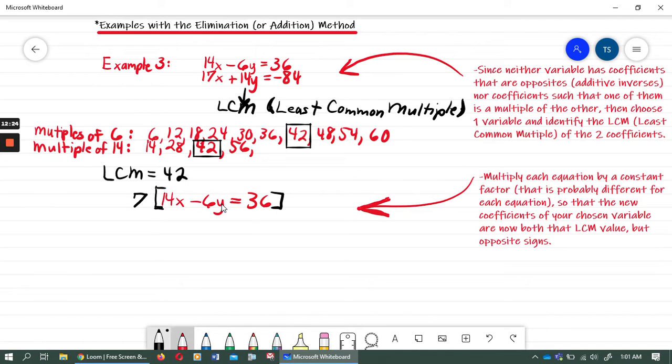Alright, and then for the second equation that we've got, I'm going to break that up just a little bit. 17x plus 14y equals negative 84. Alright, so for that one, we need to multiply this equation by 3.